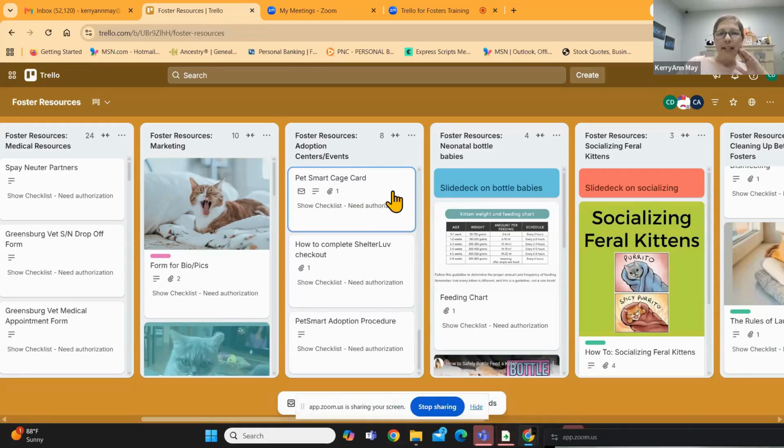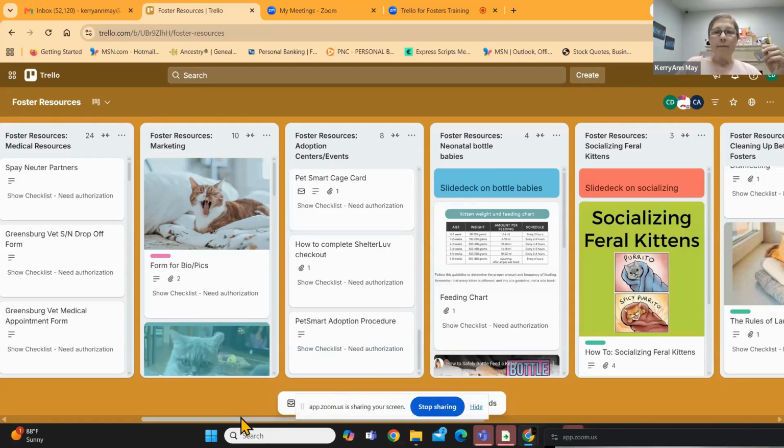Again, we talked about the PetSmart cage card in Shelter Love. I keep saying Shelter Love, but a lot of you might not know what this is. Shelter Love is actually the software that we use. It's cloud-based and keeps track of all the cats and what's been done to them. It also links to Pet Finder, Adopt-A-Pet and our website to push out the adoptable cats to be seen by the public. So it's a wonderful software. It really is. So that gives you an idea on that.